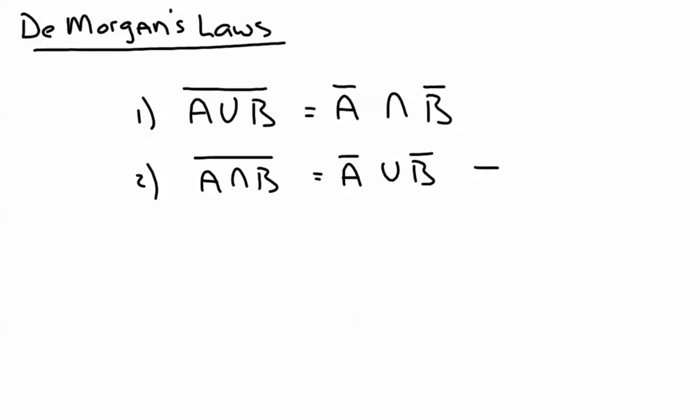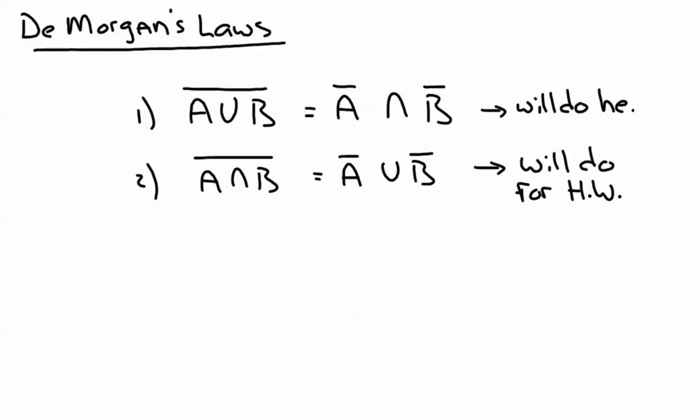This last one, the second one, you're going to do for homework. It's fair game for tests. This one I'll do now. I'm going to demonstrate the first of the two De Morgan's theorems by using Venn diagrams. So, here we go.